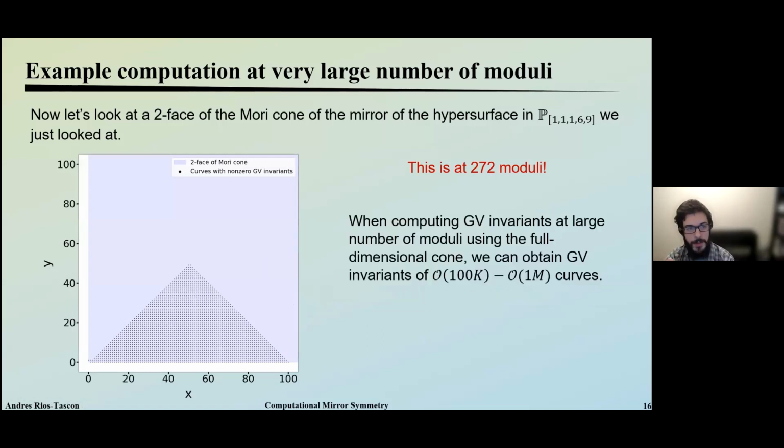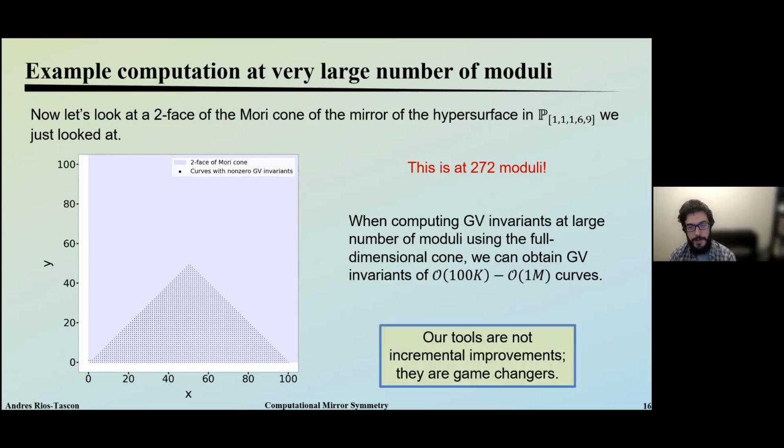But I also don't want you to get the impression that we can only compute GV invariants for low dimensional phases at large number of moduli. We can still do the computation for the full dimensional cone, and we can compute GV invariants for order hundreds of thousands or even millions of curves. The thing is that the majority of those are going to be zero, because as I'll mention later, GV invariants get exponentially sparse with increasing number of moduli.